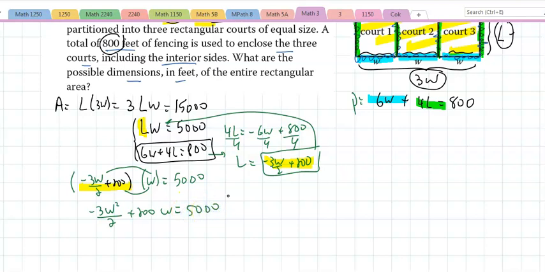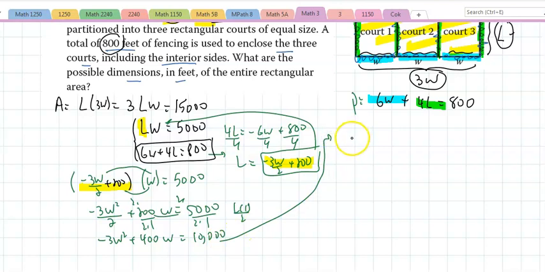And you notice that this is a quadratic equation. I need to solve it. So if I clear the fractions, this is over 1, this is over 1, the LCD is 2, multiplied by 2 top and bottom, this will be 400w equals 10,000. I'm looking at 3w squared minus 400w. What I did, I moved those two to the right, plus 10,000 equal to 0.